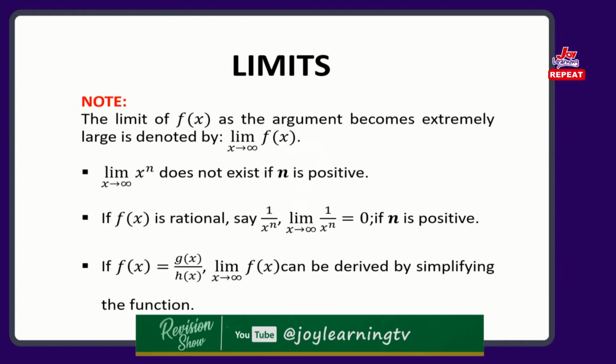So a few things to note about limits, then we do our drills. The limit of f of x as the argument becomes extremely large, that's that symbol, the infinity. It looks like an 8 turned sideways. A few things to note about it. If the value becomes extremely large, if we keep increasing it, what will happen? The first thing that happens is that the limit of x to the power n as x tends to infinity would not exist. It would not exist because it would become so large.